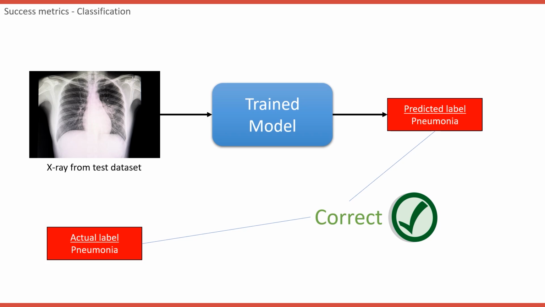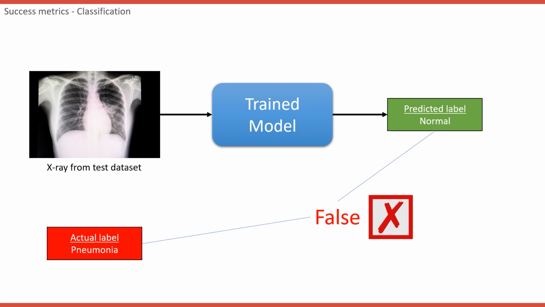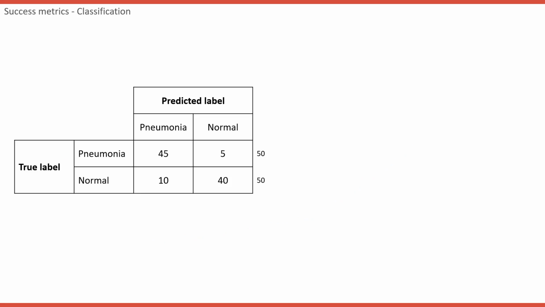If they are the same, we will say this is a correct prediction. If they are not the same, then this is a false prediction. Let's say we did this process 100 times with different images in the test dataset. The best way to understand how our model does is to put the results of these 100 test images to a grid, which is called a confusion matrix.